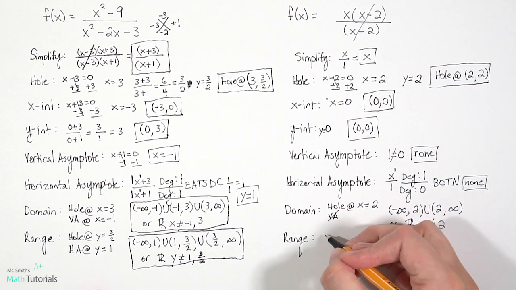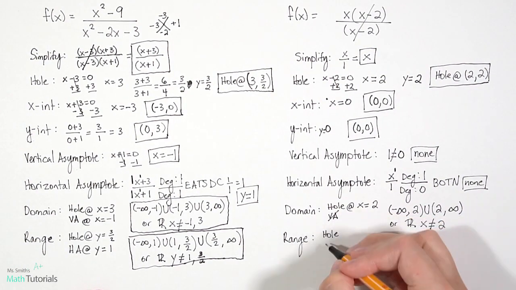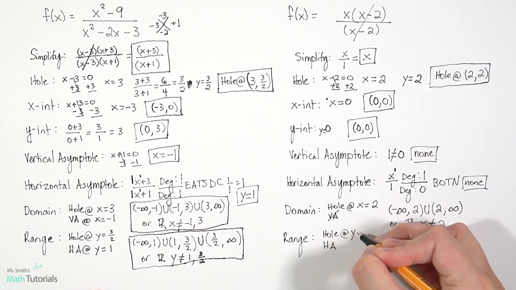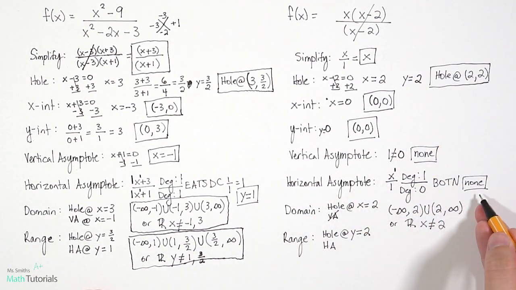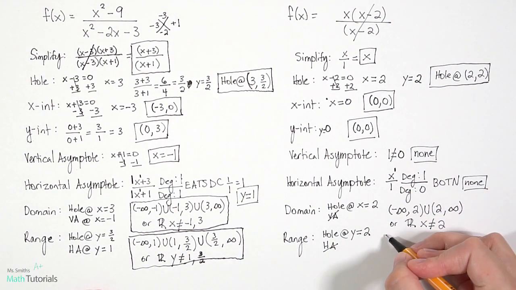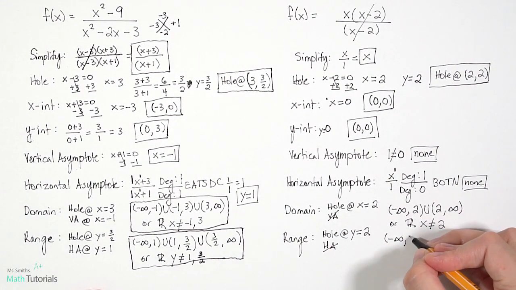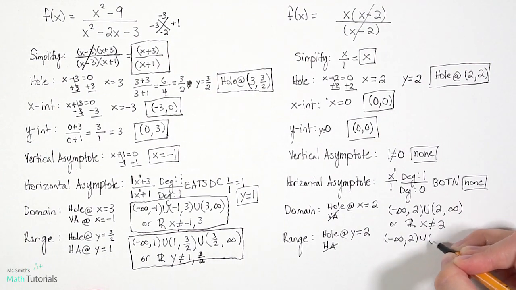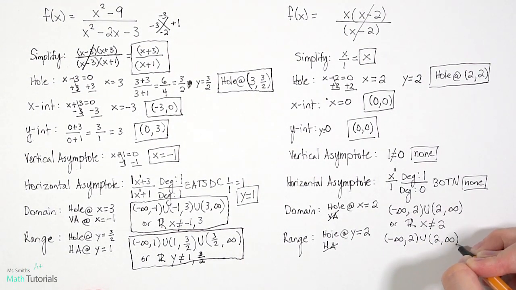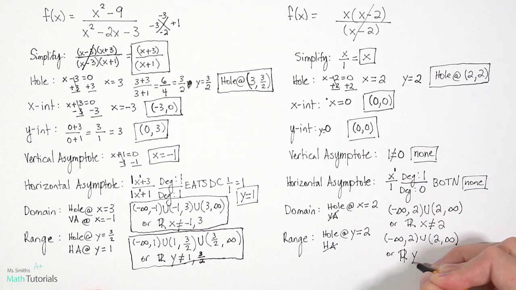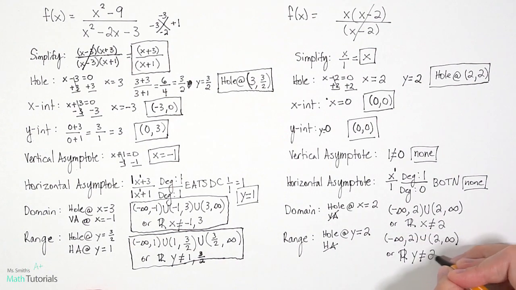To find the range, we want to be cautious of the holes and also our horizontal asymptote. So we had the hole at the y value 2, and we did not have a horizontal asymptote, so we don't have to worry about that one. So for this one, I would say my range is negative infinity to that gap at 2, union 2 to positive infinity. Or we could just say all real numbers, but y cannot equal 2.